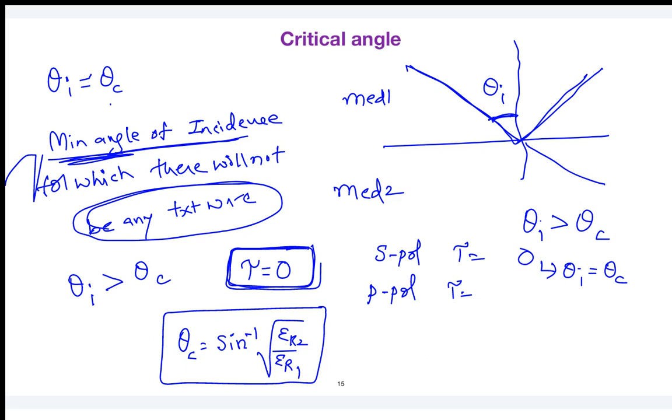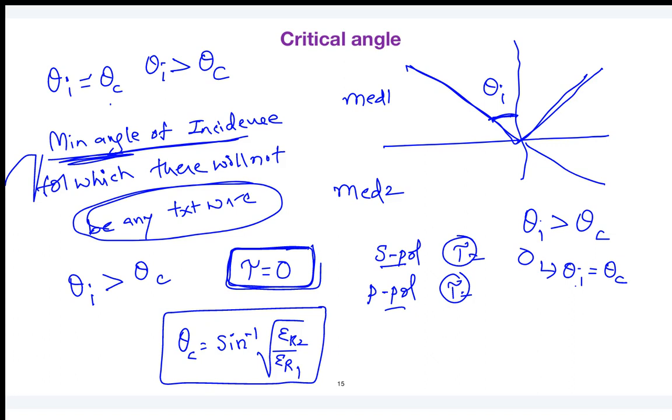Do you have any questions here? You have the equations for the transmission coefficient for both S polarized and P polarized. Just equate it to 0 and find out the value of theta I. There is a question: sir, is theta I greater than or equal to theta C for complete reflection? Correct. Your angle of incidence has to be greater than your critical angle for total reflection to take place.